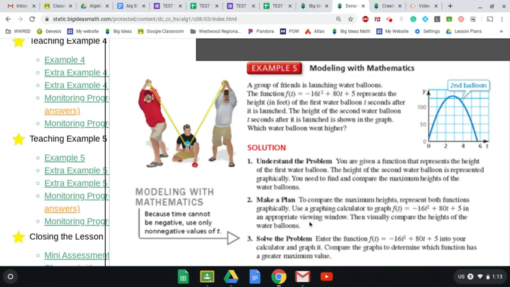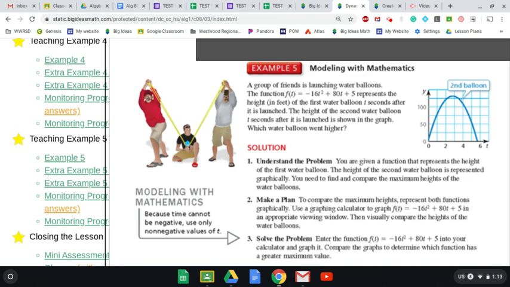Let's make a plan. To compare the maximum heights, represent both functions graphically. You can use a graphing calculator to graph this function, negative 16t squared plus 80t plus 5, in the appropriate viewing window, which means you have to change the window so you can see the entire parabola. Then you can visually compare the heights of the water balloons. So that's one way to do it, and that's how they did it in this problem.